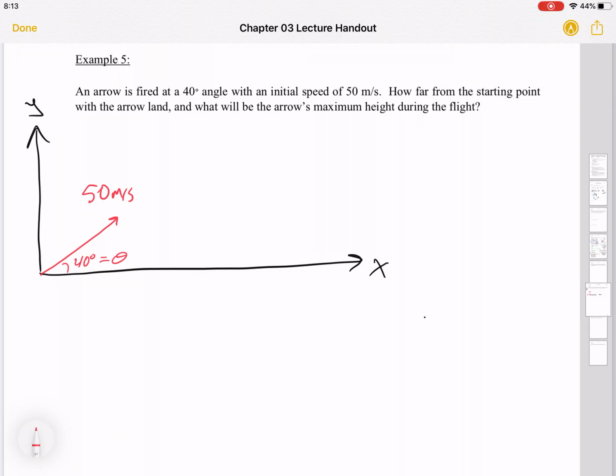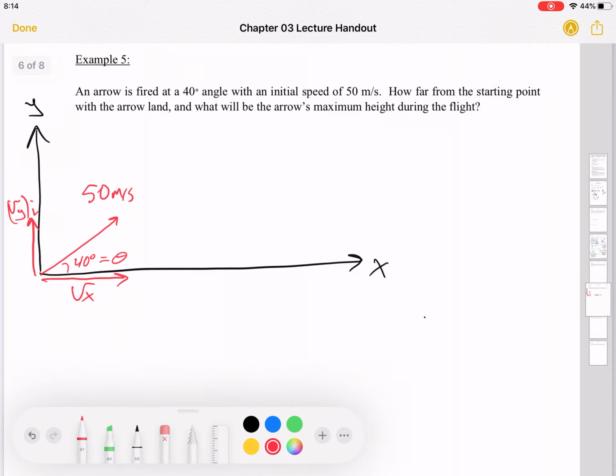Now, as on the other page, that 50 meters per second does describe this velocity. But if I'm going to plug this into projectile motion equations, I need this broken into the x bit, which is Vx, and the y bit, which is Vy initial. So we could just do that math. I know that I'm going to have to do that math eventually, so I might as well just do it now.